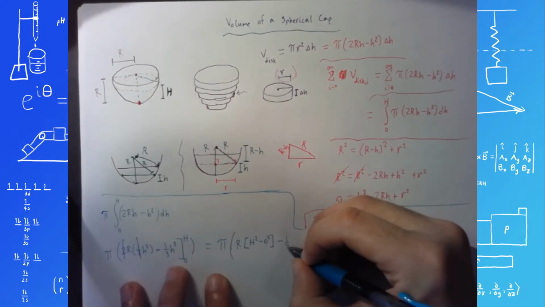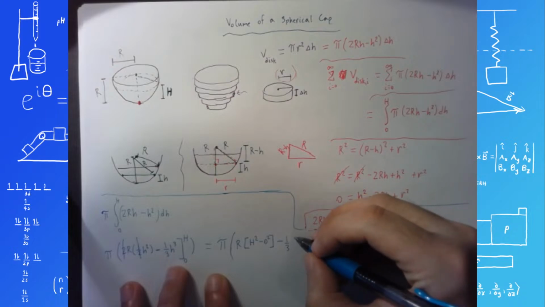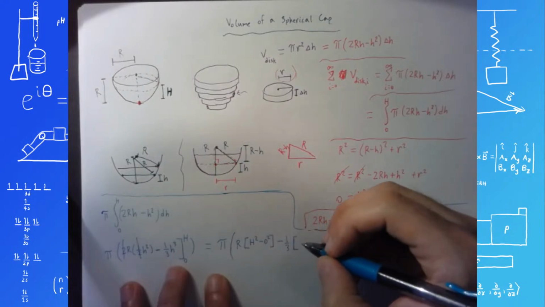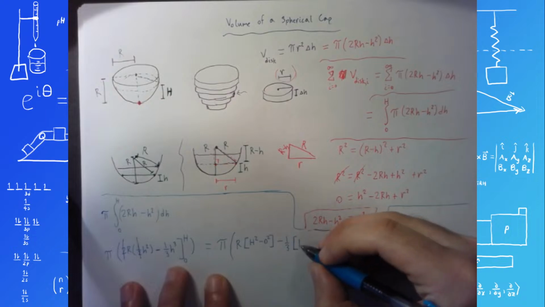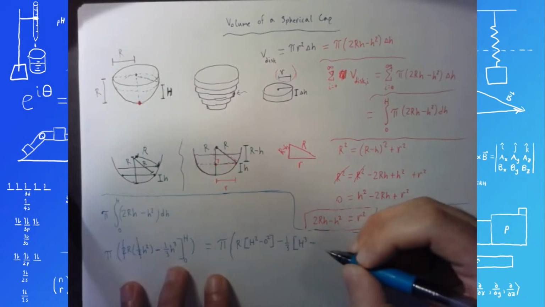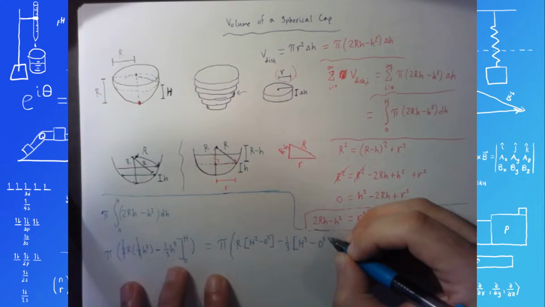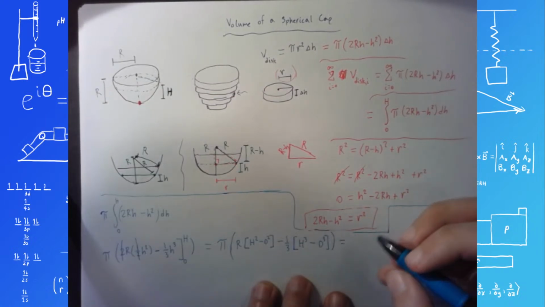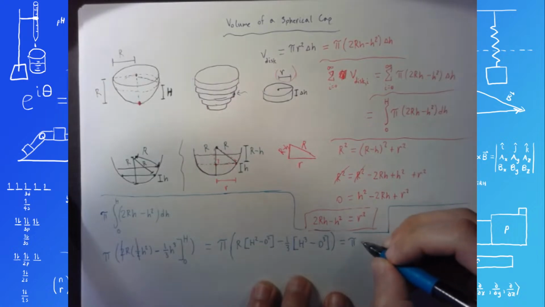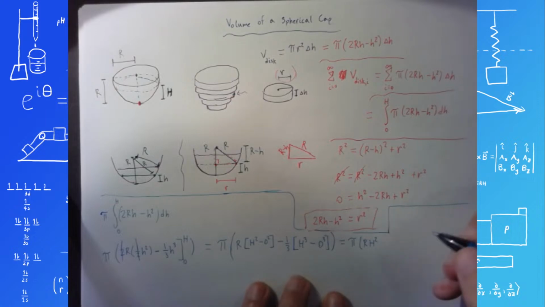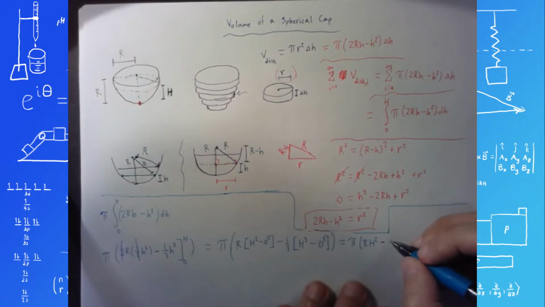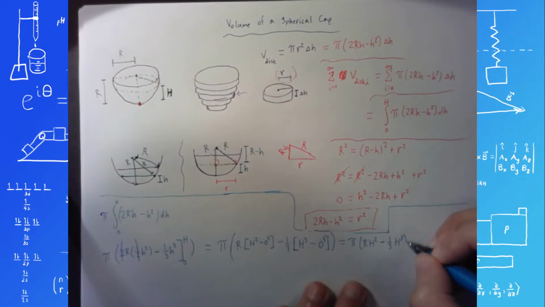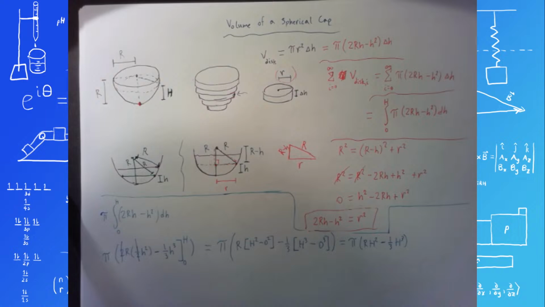Minus 1/3 little h cubed. So for little h cubed, I'm going to plug in big H and 0. So big H will give me big H cubed. And if I plug in 0, I get 0 cubed. Okay, so I'm left with pi times R big H squared minus 1/3 H cubed. I feel like I may have done something wrong here.